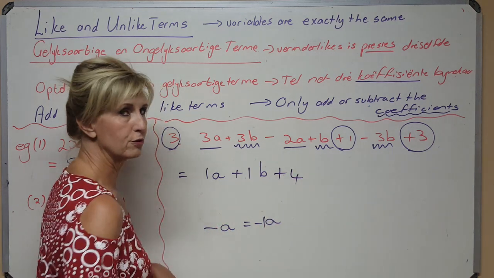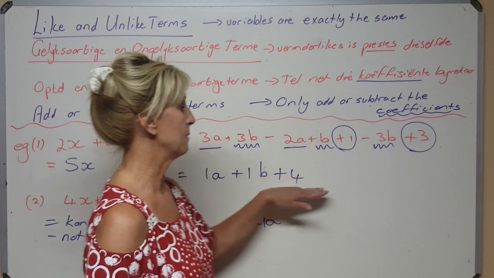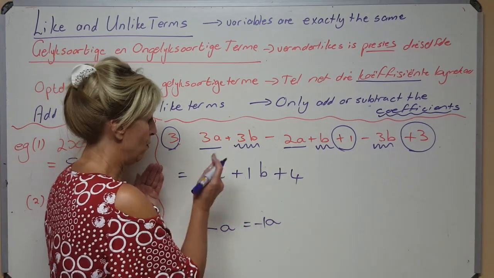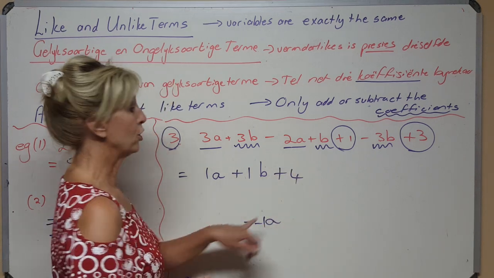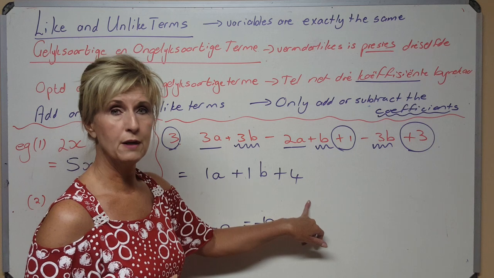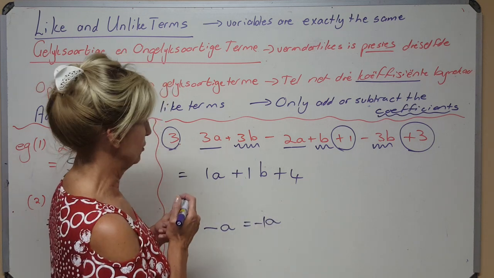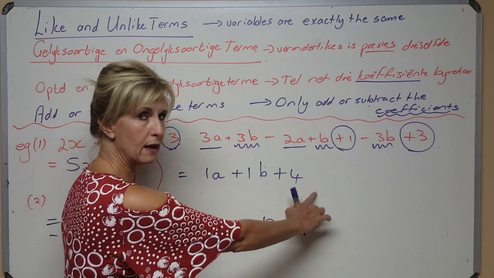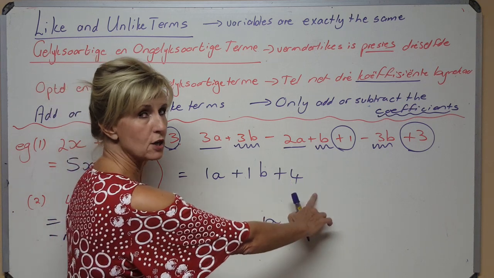This you've been taught long time ago when you're in grade 1, that plus 1 and plus 3 is plus 4. So how many terms in the answer? 1, 2, 3. Daar's 3 terme in die antwoord. Die konstante is 4. What is the constant? It's 4. And what else can I ask you here? Can you add them together? No, because they're all unlike. This one has a variable of A, variable of B, and this is a constant.